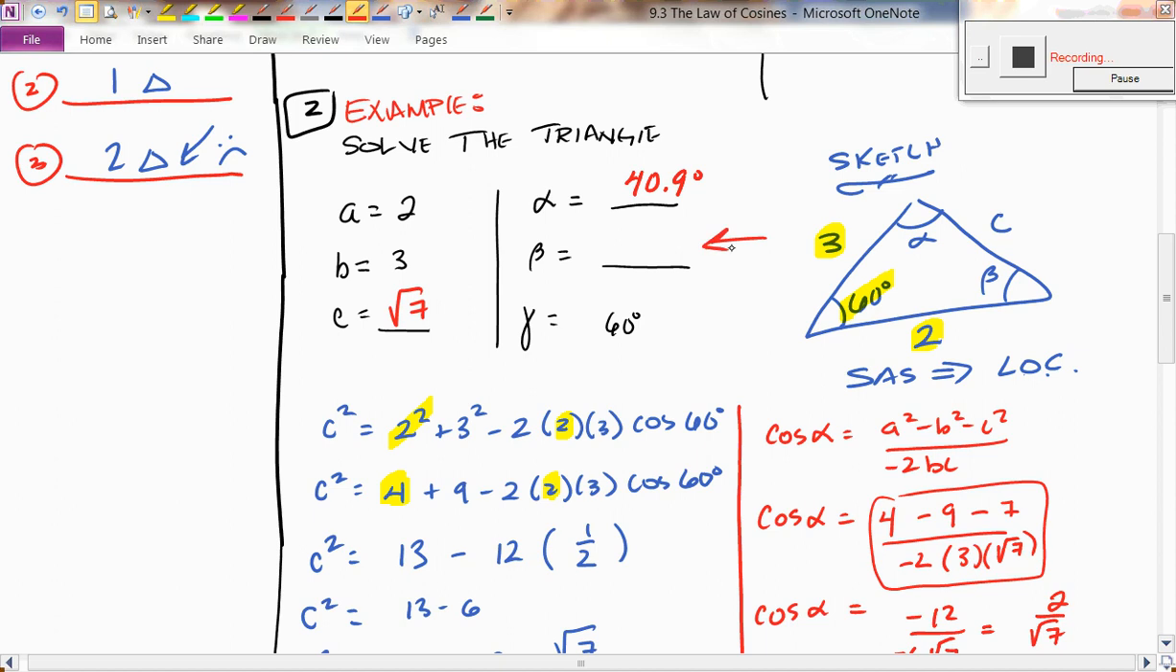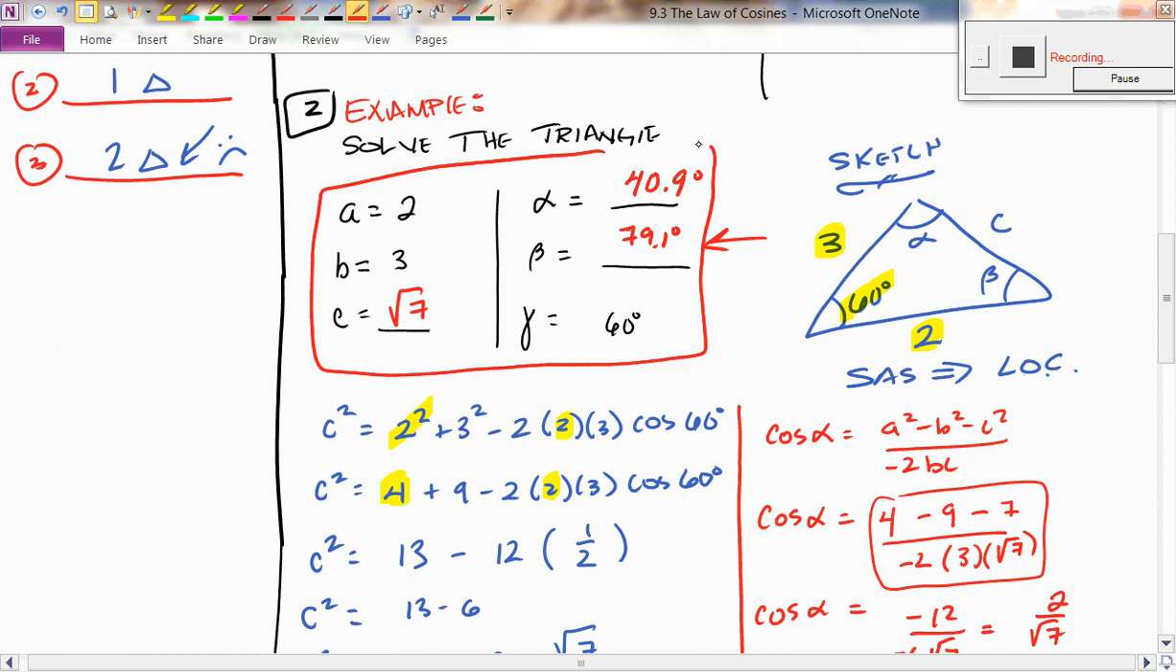How do I get the beta then? The easiest one of all. That's right. It's just 180 minus 60 minus 40.9, which is how much, Riley? 79.1 degrees. And ladies and gentlemen, we've now solved the triangle. We have all 6 parts.